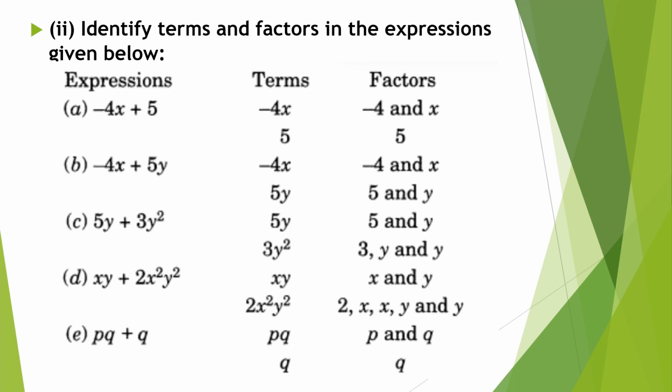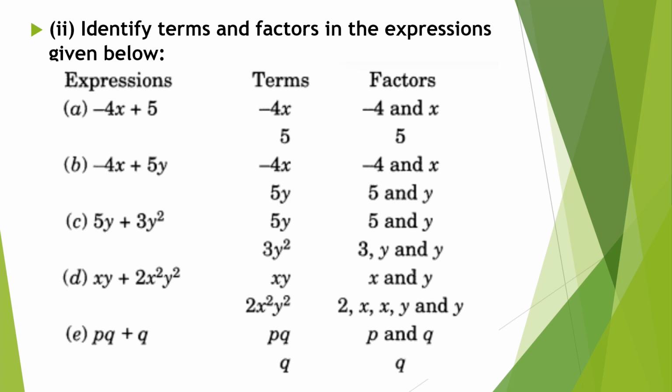Question C, 5y plus 3y square. The first term is 5y, its factors are 5 and y. Second term is 3y square and its factors are 3, y and y. Now we move to question D, xy plus 2x square y square. First term is xy and its factors are x and y. Second term is 2x square y square. Its factors are 2, x, x, y, and last factor is y.